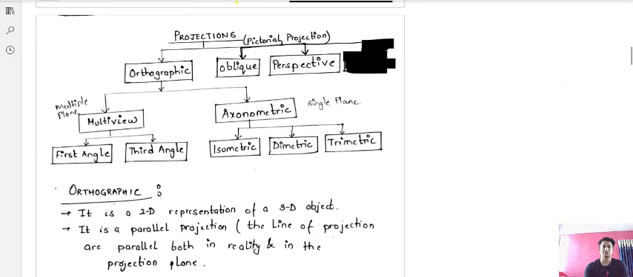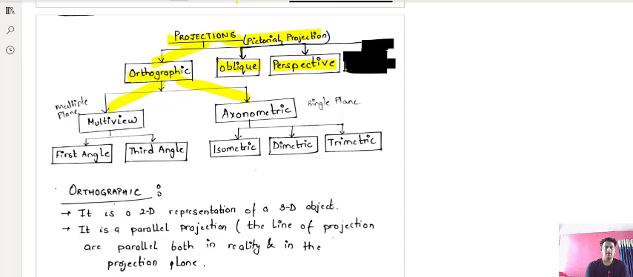So what is projection and what are its types? Projection, I hope you all have understood. So projection is basically of 2 types. One is orthographic projection, one is pictorial projection. Orthographic projection is further subdivided into multi-view projection and axonometric projection, and pictorial projection is further divided into oblique projection and perspective projection. I will explain all the topics.